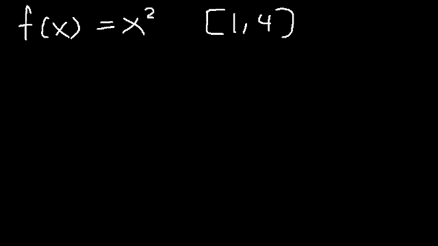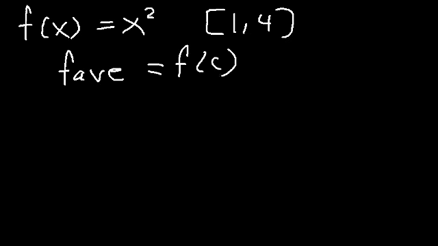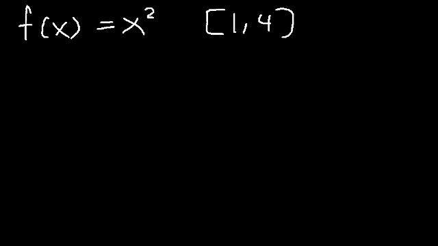Now let's try another problem. Let's say that f of x is equal to x squared. Calculate the average y value of the function from 1 to 4, and also find the c value where the average value of the function is equal to f of c. So let's begin. Let's calculate the average y value first.